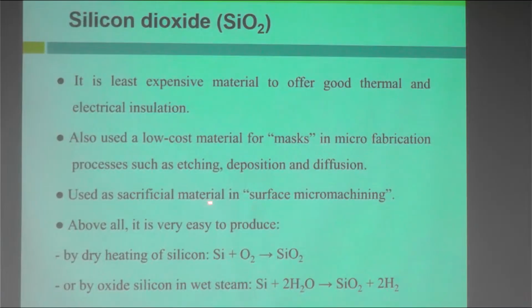And it is used as a sacrificial material in surface micromachining. And above all, it is very easy to produce. I've mentioned before that by dry heating of silicon, you flow oxygen, and the reaction on the surface of the silicon with oxygen, you can grow silicon dioxide. Or by oxidizing silicon in wet steam. So you heat up the silicon, then pass water vapor or steam through the silicon in a furnace, and you can get silicon dioxide as well. So these two processes are common for growing silicon dioxide on the silicon surface.